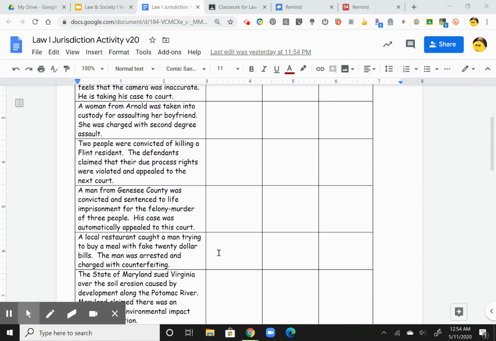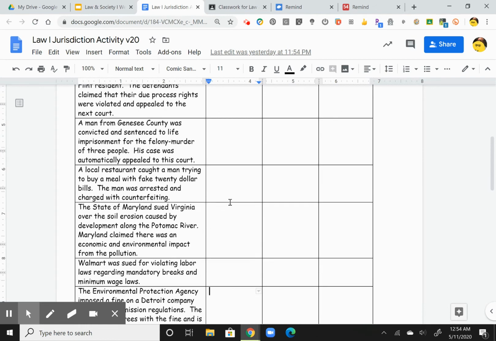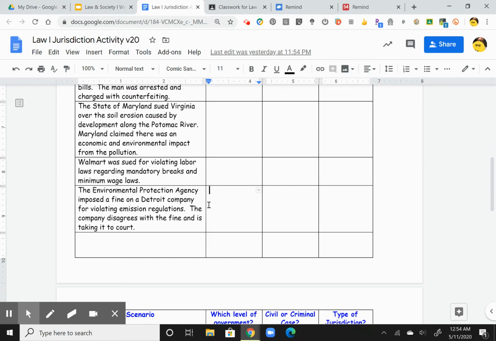So some of these I'm going to go through, but I'm not going to go through all of them. Let's go down to the Environmental Protection Agency, imposing a fine on a Detroit company for violating emissions regulations. The company disagrees with the fine and is taking it to court. So this is clearly, the Environmental Protection Agency is a federal agency. This is clearly a federal case.